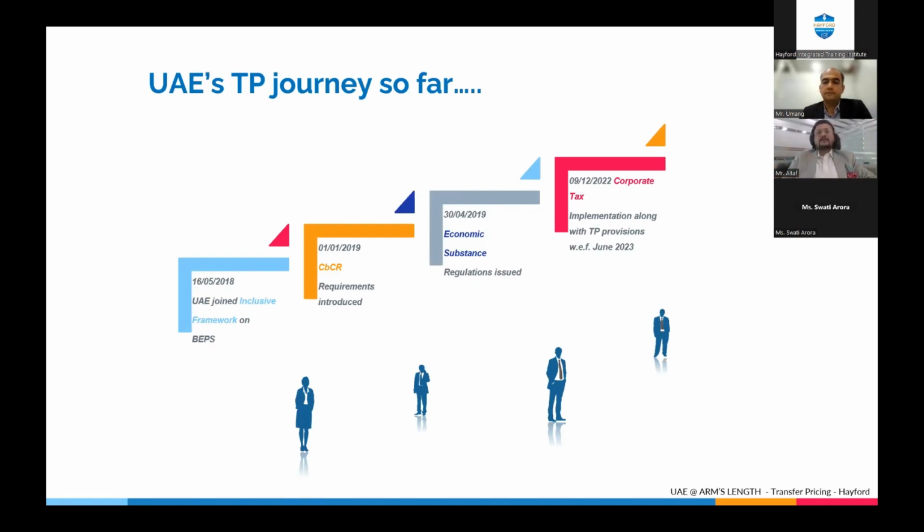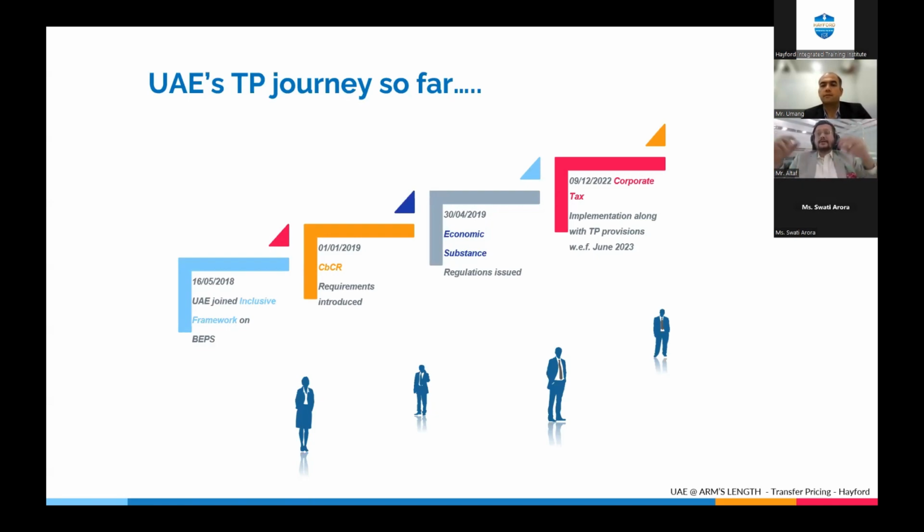Then again, another framework, which is the concept of economic substance, came into play in the year 2019. As the name suggests, it is nowadays a big point of discussion, a favorite topic of tax practitioners as well as those organizations who have their presence in free zones in the UAE.